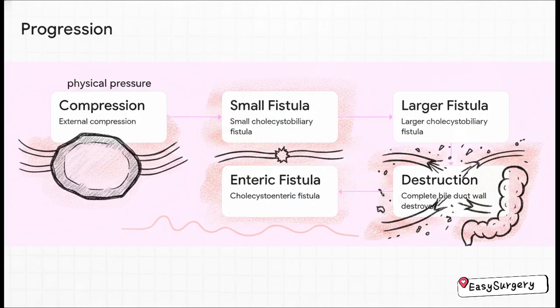Left untreated, well, that hole grows into step 3, a larger fistula. Eventually, the relentless erosion causes step 4, which is complete bile duct wall destruction. And then, in the most extreme chronic cases, the inflammation actually involves the nearby bowel, leading to step 5, an enteric fistula. Visualizing this worsening timeline makes the classification system we're about to see so much easier to grasp.